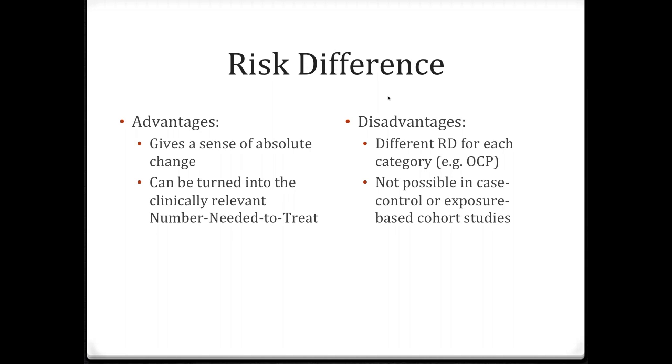A risk difference tends to be the clinician's measure of choice. It gives a sense of the absolute change in the risk and can be used to calculate the clinically relevant number needed to treat. Researchers, on the other hand, find this number cumbersome since every level of baseline risk requires a different risk difference, not to mention the fact that case control trials and exposure-based cohort trials are not able to produce such numbers.